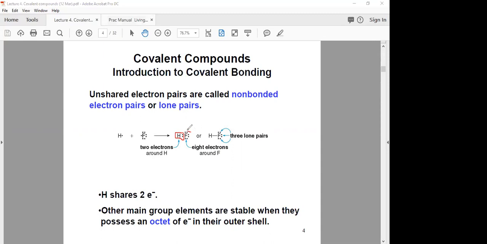What about fluorine? How many electrons are surrounding the fluorine atom? 8. Everyone can see that? 8. So it started with 7, now it's surrounded by that octet of 8 electrons. So both of these atoms are now more stable energetically.